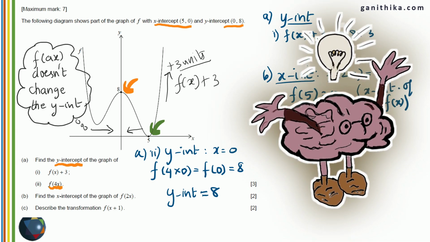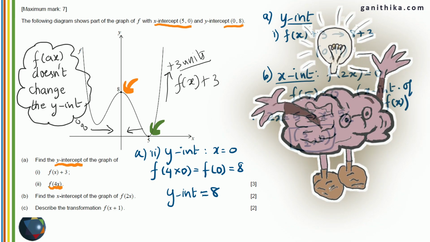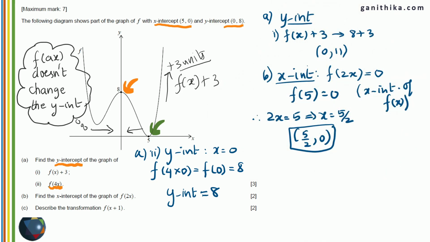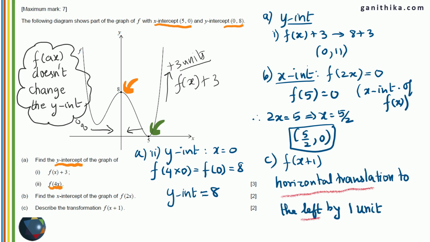But if the question was asking for the coordinate of the x-intercept, your final answer should be 5 over 2 comma 0. Take care of how the question is being worded. Accordingly, you have to give the answer. In this case, x is equal to 5 over 2 is okay. Going for the next question, describe the transformation f of x plus 1. It's very easy to say. It's a horizontal translation by 1 unit to the left. Horizontal translation or shift, left, and 1 unit. These are the words that are supposed to be seen in your description.